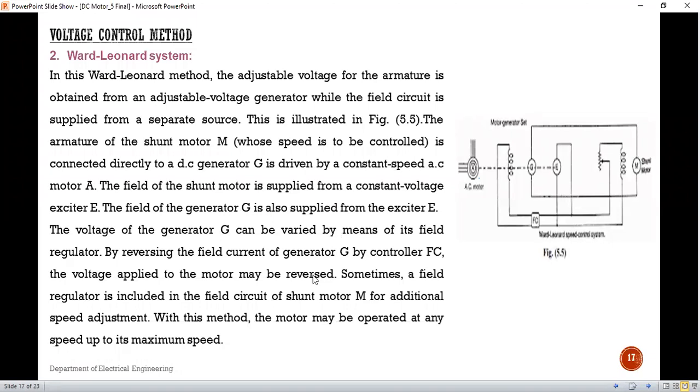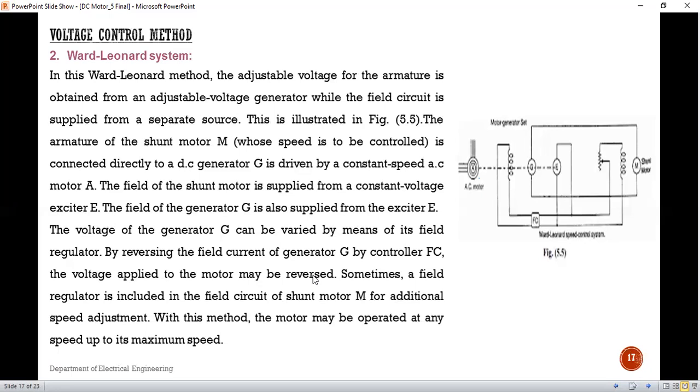For example, suppose in a sugar factory we consider the rolling mill. For that mill, sometimes we want the speed of the roller to be 3000 rpm, and sometimes the speed required is 500 rpm. This speed variation can be achieved by using the Ward-Leonard system.